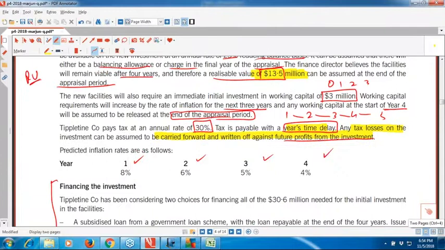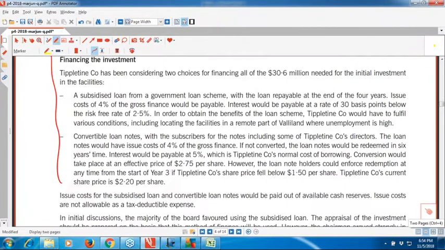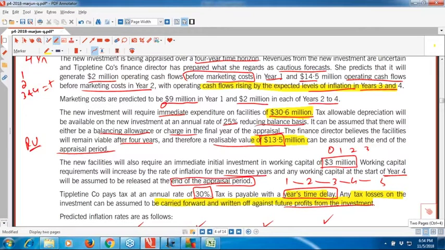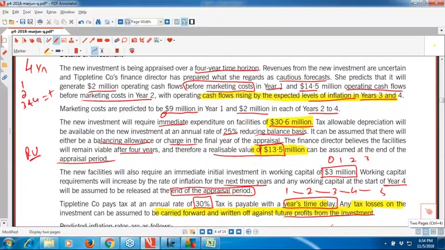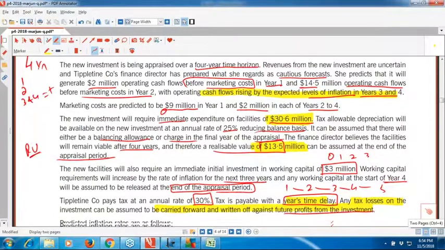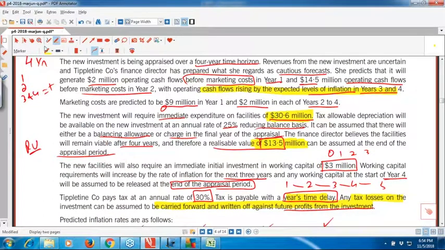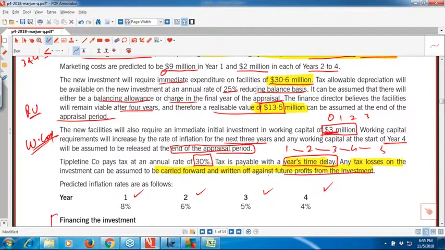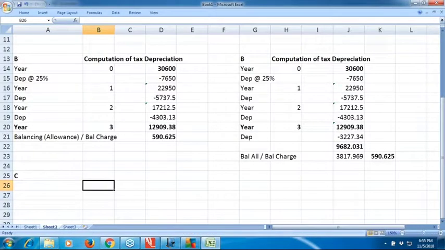So if I go through this working capital, we are being told that the entity would require a working capital of 3 million initially, and the requirement will increase for the next 3 years, and any working capital at the start of the year will be assumed to be released. So the requirement of the working capital will increase. Now, how would we perform the calculation of working capital? That needs to be understood.